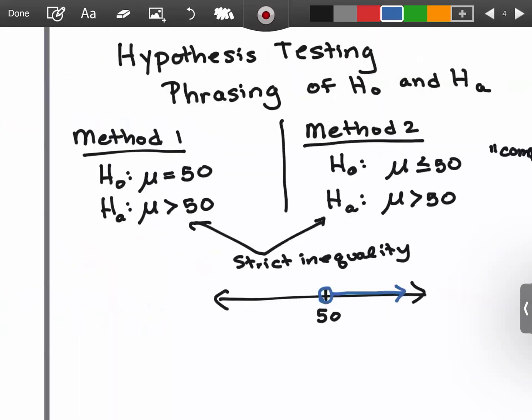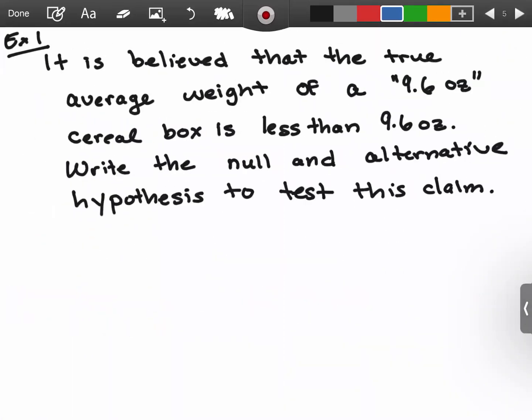All right, so let's do a couple of examples. In this example, it says that it's believed that the true average weight of a 9.6 ounce cereal box is less than 9.6 ounces. Let's write the null and alternative hypothesis. We're talking about average weight, so the parameter we would use to test that is mu, the population mean. Putting this in symbols, we're saying the true mean, mu, is less than 9.6. Would this go under H0 or HA? Remember, H0 always has an equal to part, and HA is always a strict inequality.